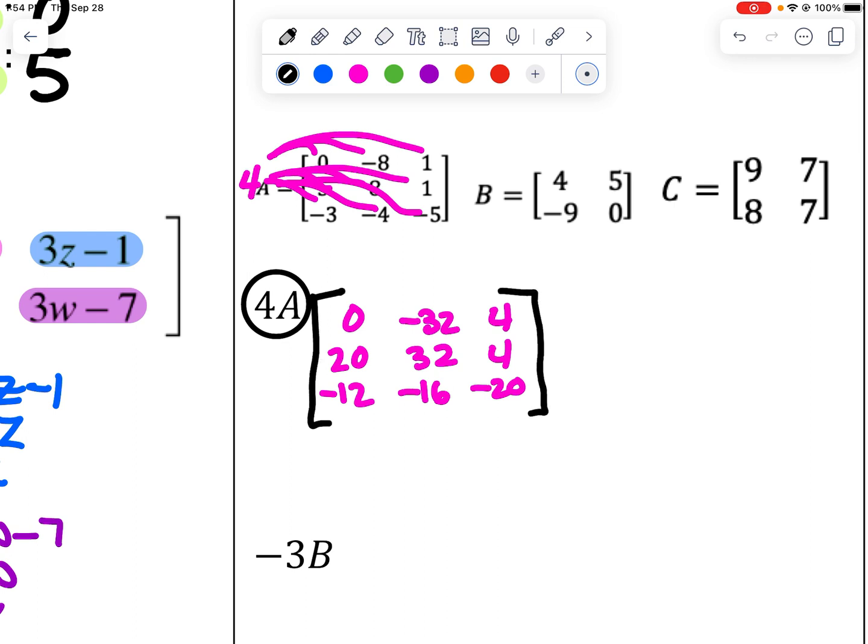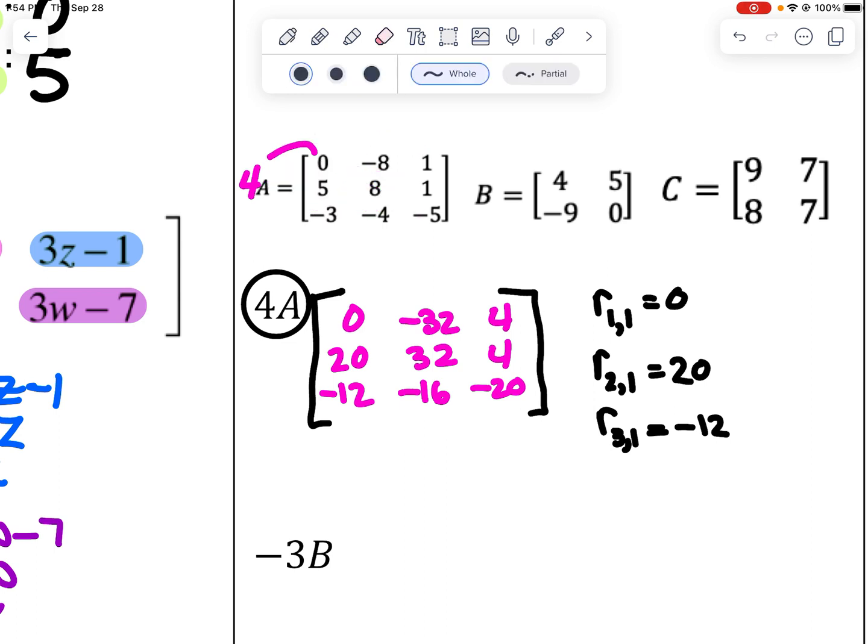Okay? And then it's going to ask you for the resulting vector. It's going to say, what is the resulting vector of row 1, column 1? And you're going to say 0. And it's going to say, what is the resulting vector of row 2, column 1? And you're going to say 20. And it's going to say, what is the resulting vector of row 3, column 1? And you're going to say negative 12, etc. Okay? All right. So that's what we did there. Let me erase all those. Those are horrible.